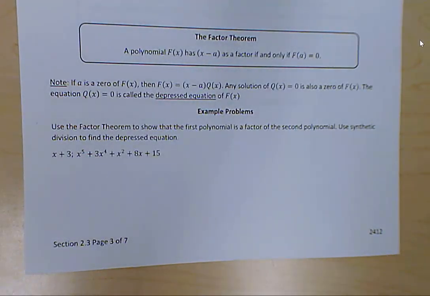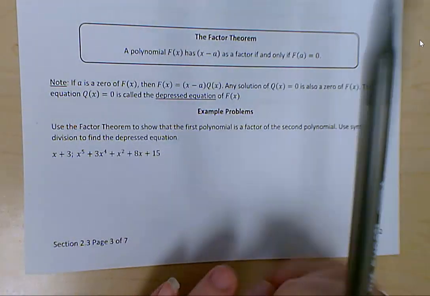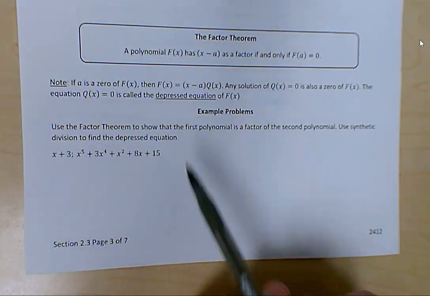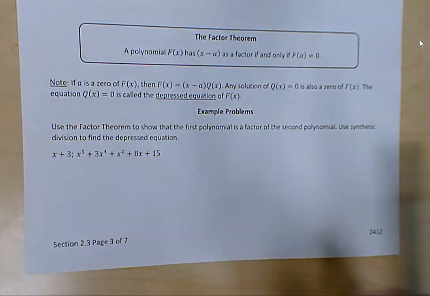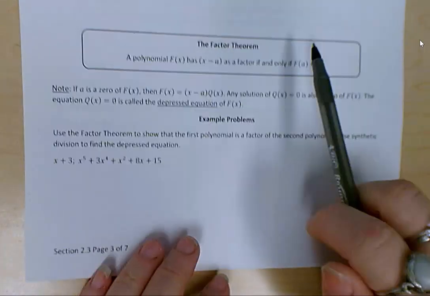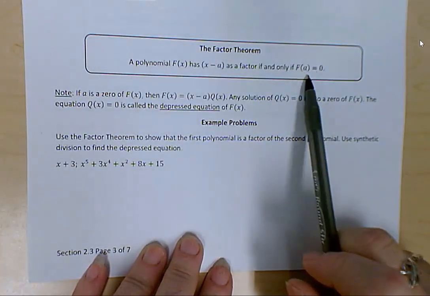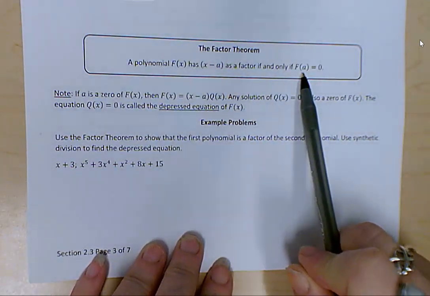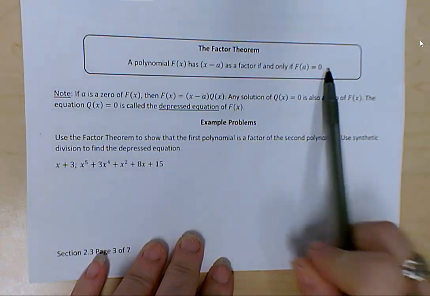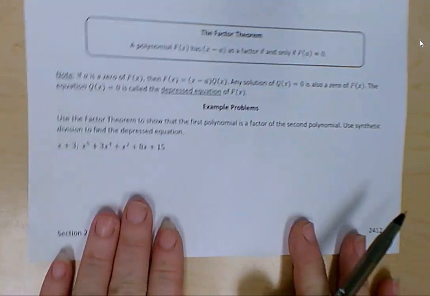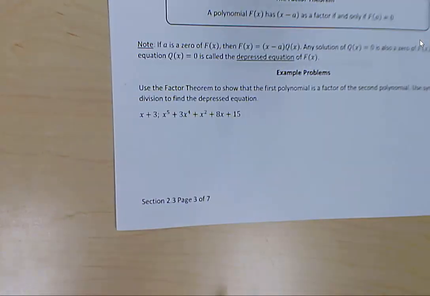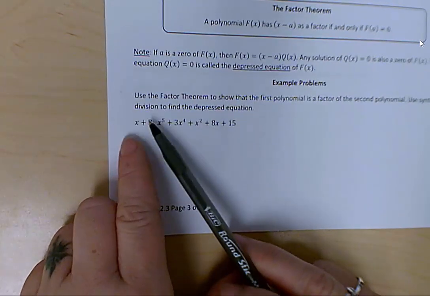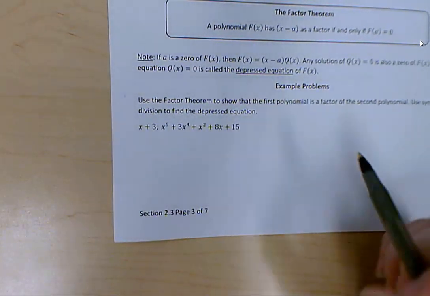The factor theorem is our next important theorem in this section. It says that x minus a is a factor of the polynomial if, when you do synthetic division with that number, you get a 0 as the remainder. So let's jump into this. We're going to use the factor theorem to show that the first polynomial is a factor of the second polynomial.